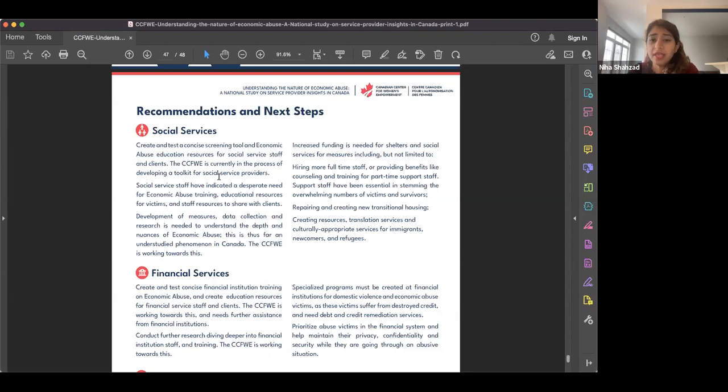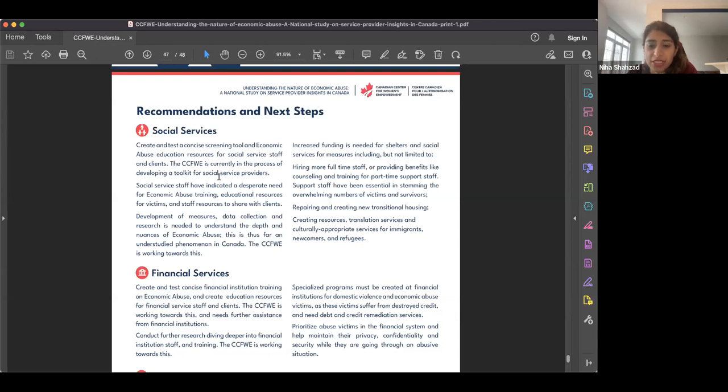Increased funding, or rather a lack of funding, was something that was pointed out in our study for shelters and social service providers to do things like hire more full-time staff. This was a concern that came up, where social service providers said that a lot of them were part-time staff. What that means is that they sometimes don't get the benefits that full-time staff do, like counseling or training, like economic abuse training. For example, one of our social service providers said that because she's part-time staff, they don't get counseling the way that the full-time staff do. Full-time staff also get monthly training on different things, and part-time support staff are not able to go into those workshops or trainings. But shelters and social service providers really rely on these part-time staff to fill in any gaps because, like I said, they're all under capacity due to COVID.